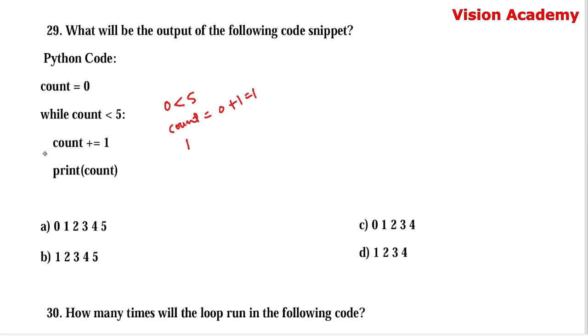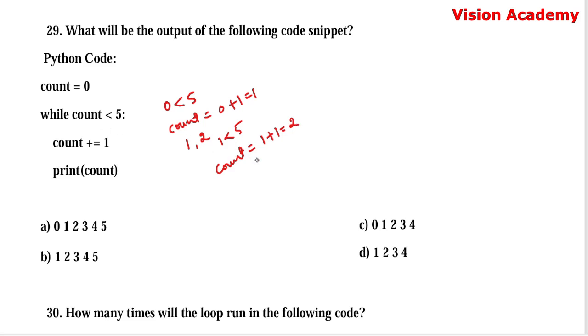Next, again, control transfers to the while loop. Now the count value is 1. 1 is less than 5. Yes, the condition is true. Again, it increments count by 1. Count = count + 1, so count is now 1 plus 1. That gives me 2. Now it is going to print the count value, 2. Again, control transfers to the while loop.